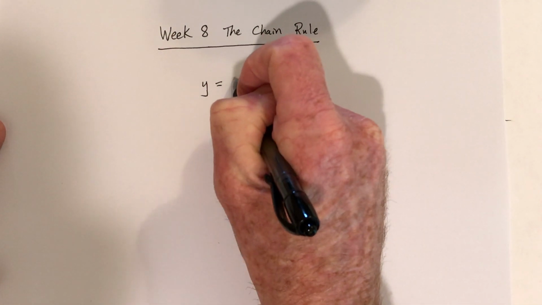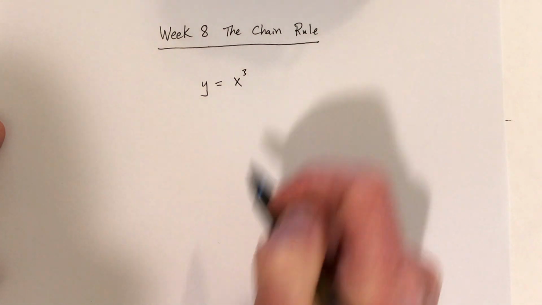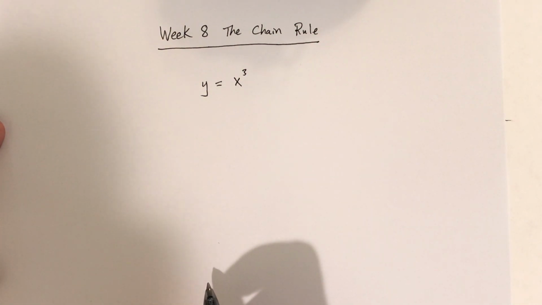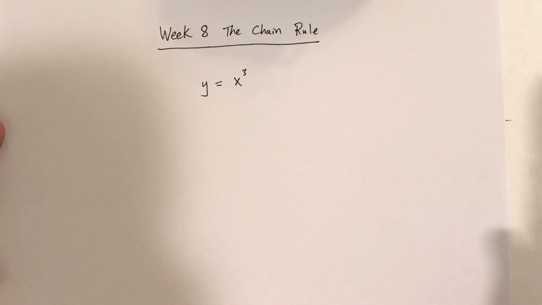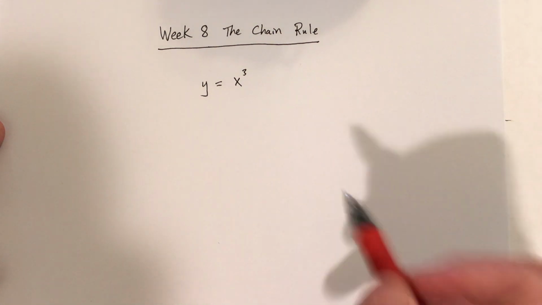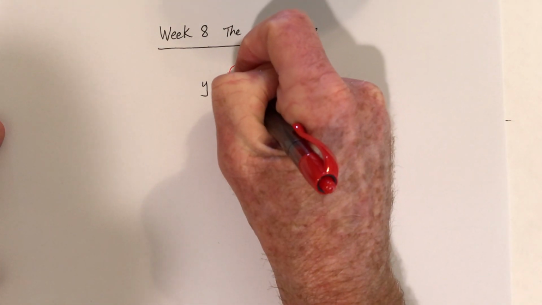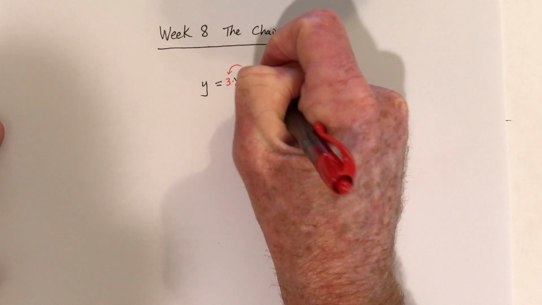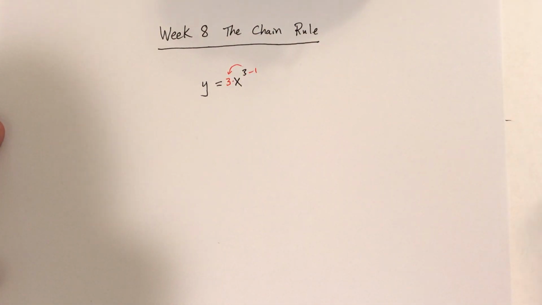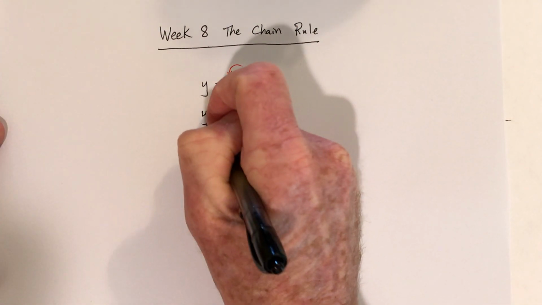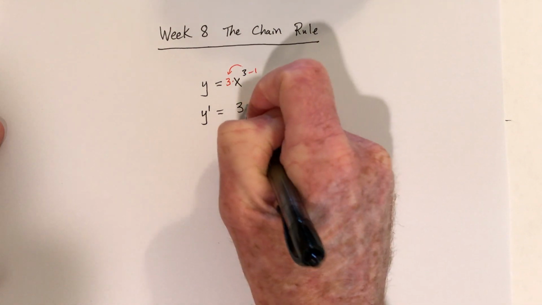If you have a nice simple function like y equals x cubed and you want to take the derivative, then of course you can use the power rule. So you take the 3 in front and multiply, and then subtract 1 from the exponent. And so we would have the derivative equals 3x squared.